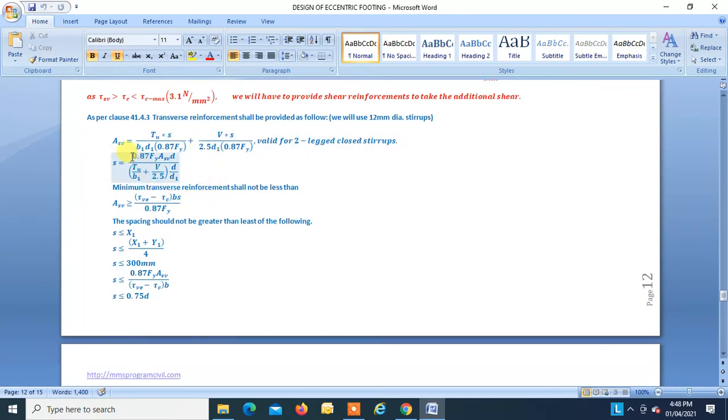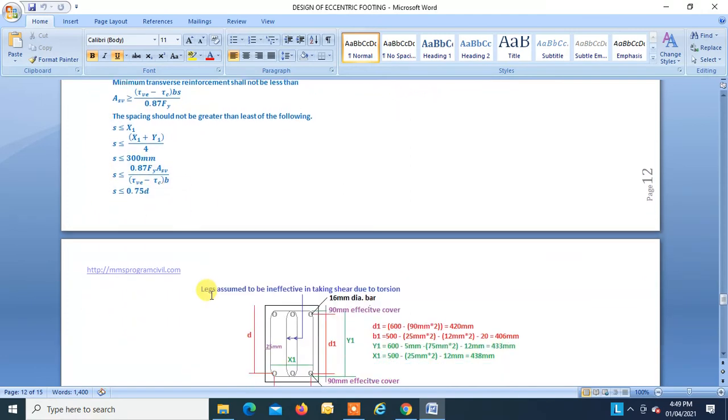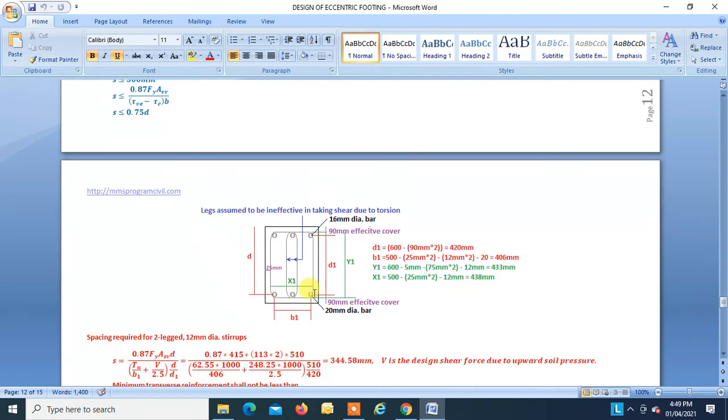Whatever spacing you get over here, that spacing has to be lesser than the least of these five. So we will see that the spacing should not be greater than the least of the following. These are the five conditions given in the code. Whatever spacing we get should be less than the least of these. For that, first we have to find these values.